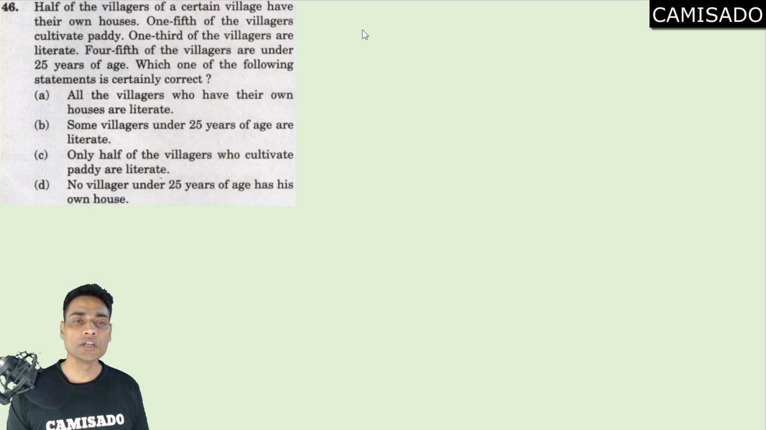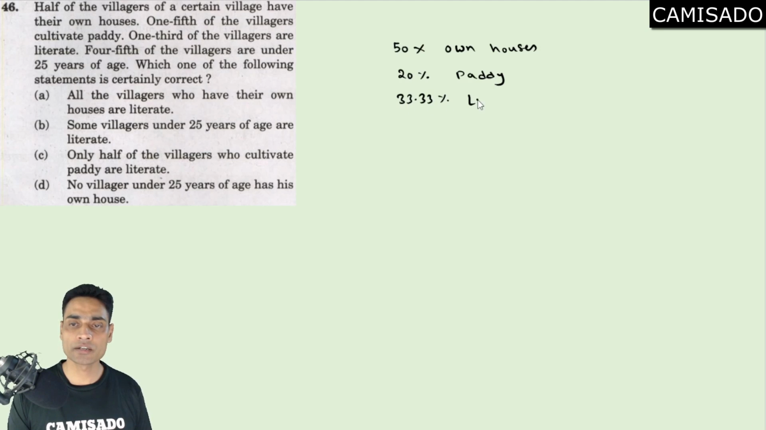Next, half of the villagers of a certain village have their own houses. Now, 50% villagers have own houses of their own. Okay. 1/5 of the villagers cultivate paddy. 1/5 means 20%, 20% cultivate paddy. 1/3 of the villagers are literate, means 33.33% are literate. 4/5 of the villagers are under 25 years of age, means 4/5 means 80% have age less than 25.